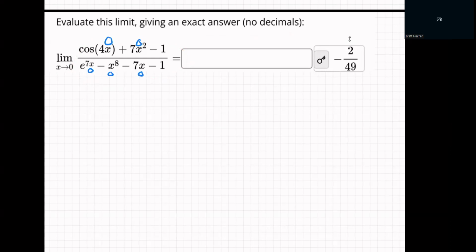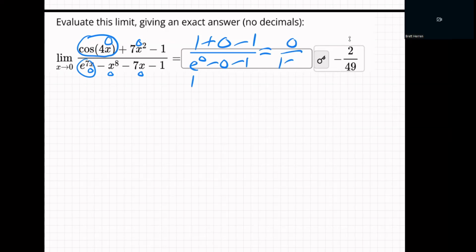Cosine of zero is 1, plus 7 times 0 is 0, minus 1. Over on the bottom is e to the 0, minus 0, minus 1. Well, that's 0 on the top. What's e to the 0? It's 1. 1 minus 1 is 0. So 0 over 0 is unclear, and it tells us we can use L'Hopital's.